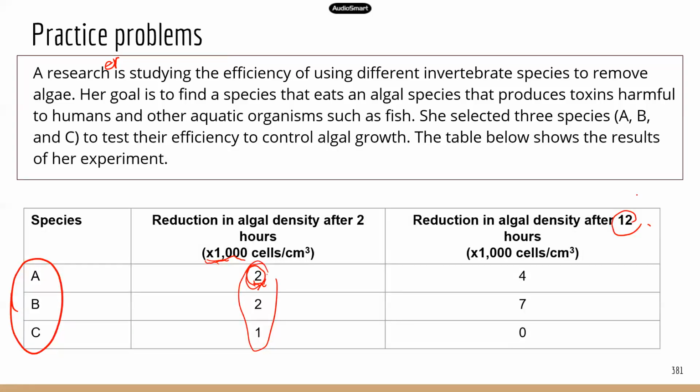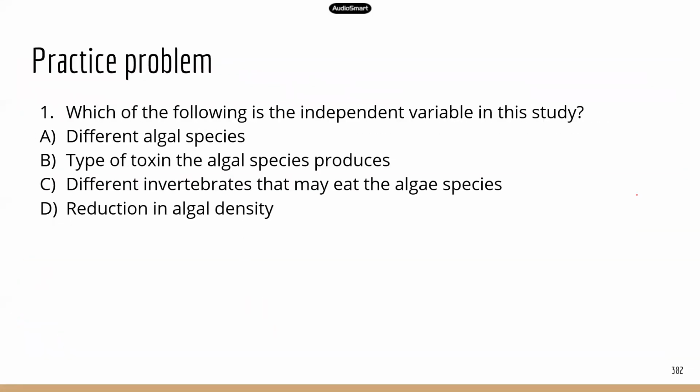So based on the information, we got question 1. Which of the following is the dependent variable in this study? Remember, the researcher selected 3 species, right? She wants to see which species is the most effective in controlling algal growth. So the different types of species is the independent variable, the vertebrate species, not the algal species. So the correct answer is C.